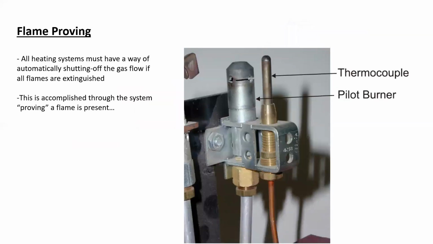And that form of control comes in the way of flame proving. Flame proving is a mechanism that all heating systems have. They have a way of automatically shutting off the gas flow if all flames are extinguished. Now, this is accomplished through the system proving that a flame is present. And so what the system needs to do is prove that a pilot flame is always there. And if the pilot flame is not there, then we should close the gas and have no possibility for gas to flow out through the pilot burner.